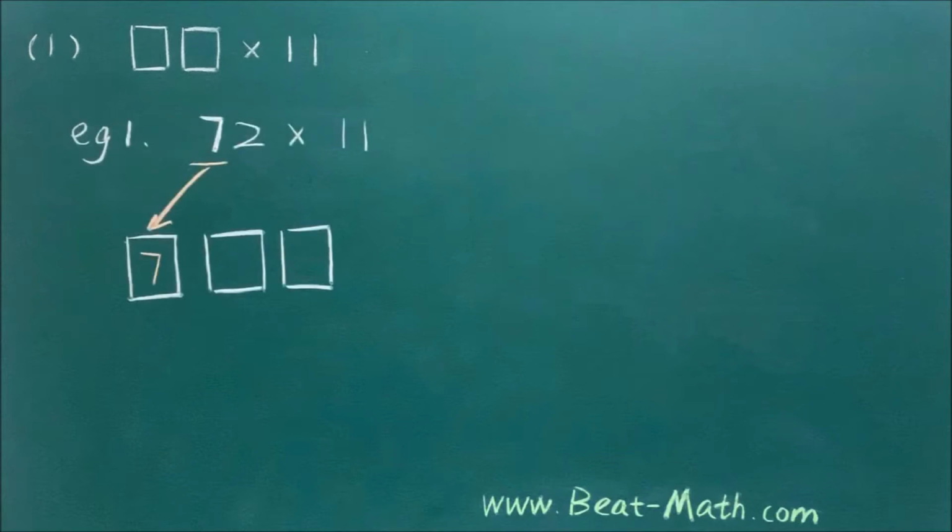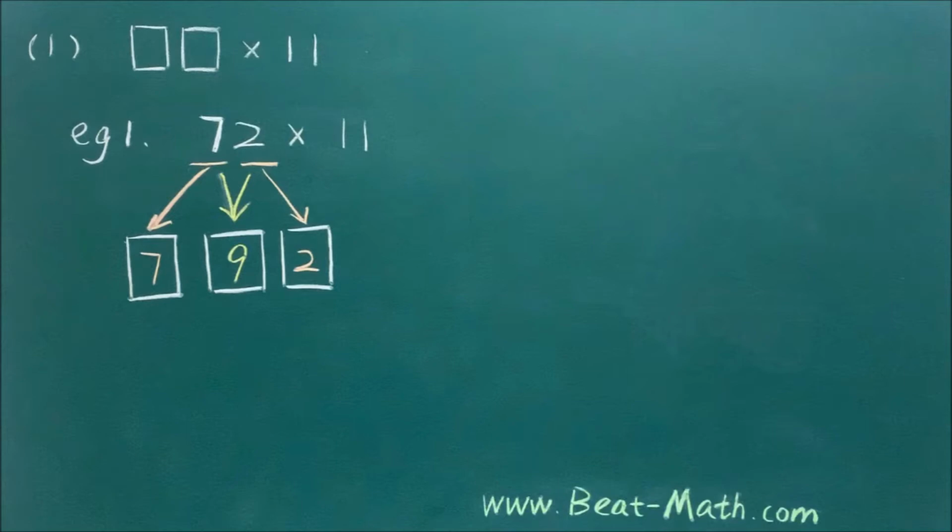Let's try 72 times 11. We just use 7 as the first number in the answer, and 7 plus 2 equals 9 as the middle part, and 2 as the last number, so we get the answer 792.